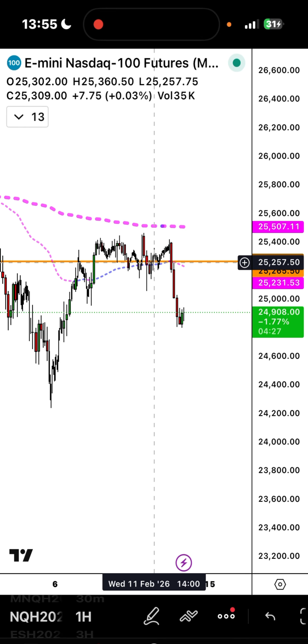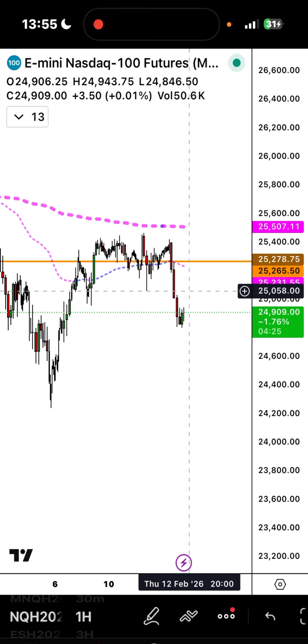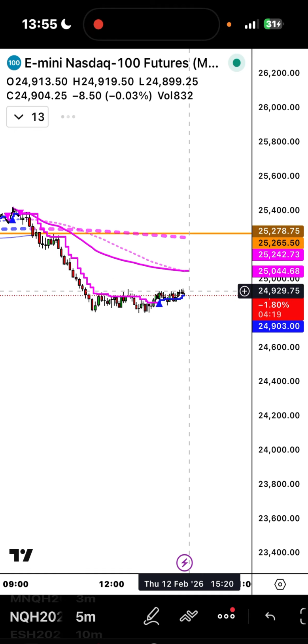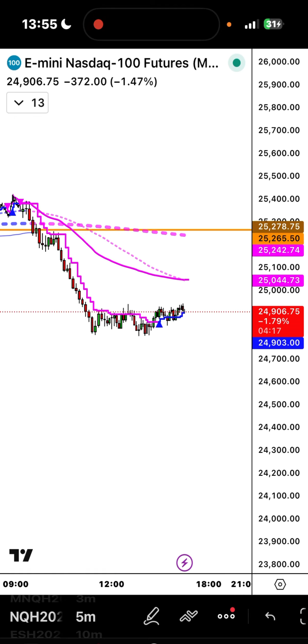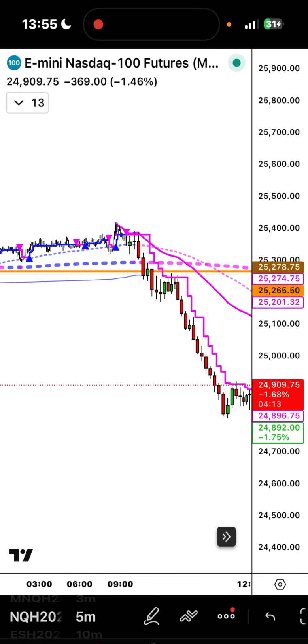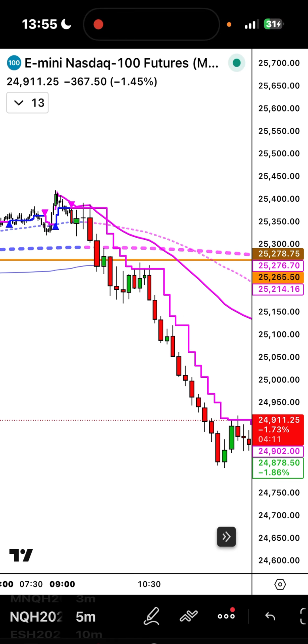Alafu the fact that it bounced off of hii line ilikuwa nimechora jana, that was a very bullish area. I mean a very bearish area. So like here kwa 5 minutes, if you're looking for more immediate entry, hiyo ilikuwa higher time frames. Kwa 5 minutes it's even better.